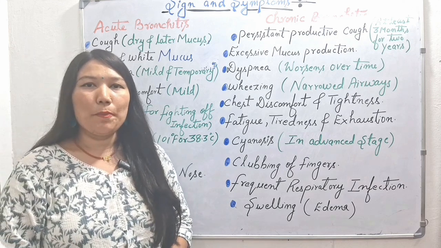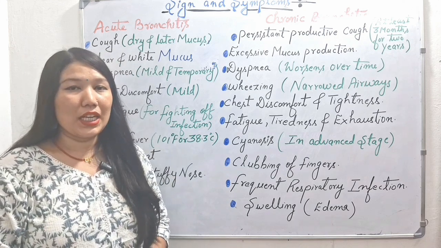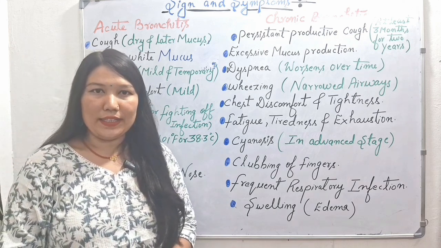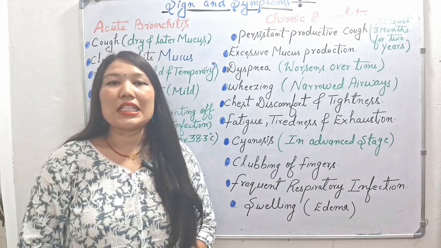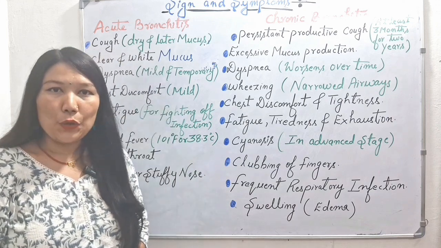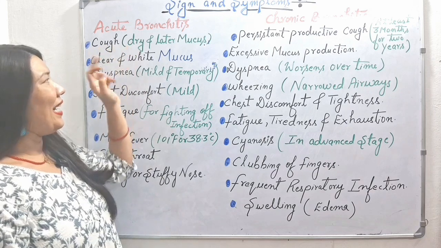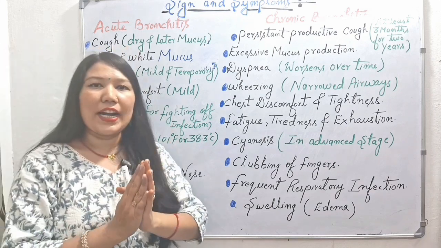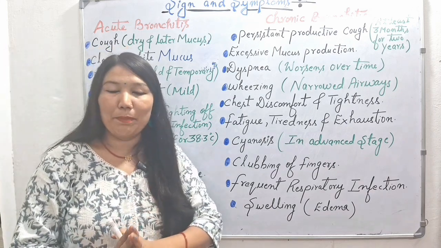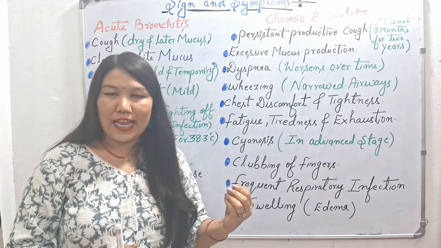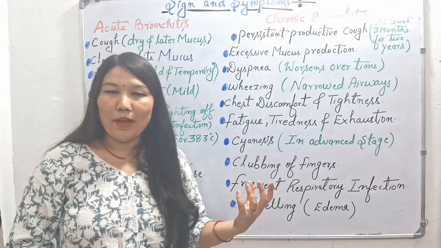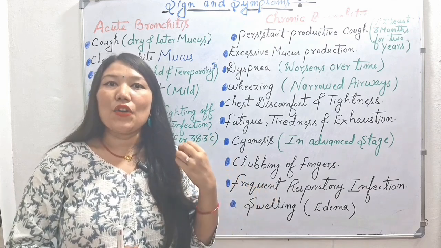So in part second of bronchitis, I am going to start with the clinical manifestation of bronchitis. Let's start with the signs and symptoms of acute bronchitis first. First we have cough, which will be dry and later mucus. In the starting phase of acute bronchitis, the patient will have a cough, and this cough will be in a mild form and in a dry form.